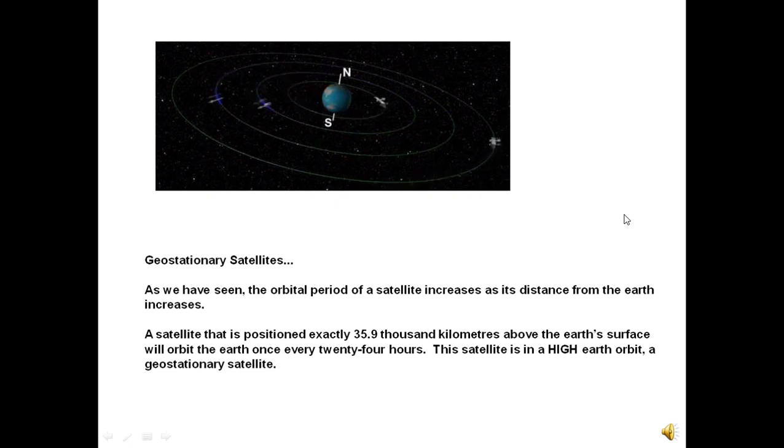You can see that as you change the height of the satellite, you change the orbital speed, and so these satellites are exactly 35.9 thousand kilometers above the Earth's surface. Compare that to the low polar orbit, 200 to 1,000 kilometers. You can see why low polar is called low polar. Much lower altitude than the geostationary satellites.